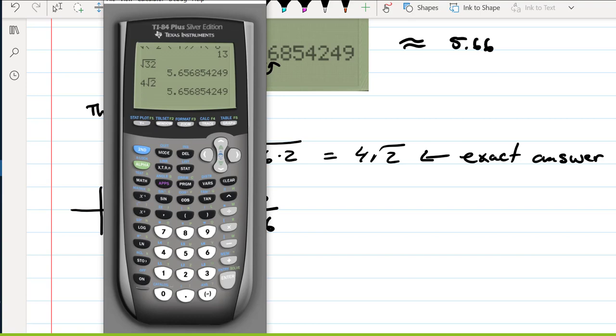So to get our calculator to help us out with this, what we would do is we press our y equals button, and we take the number that we're trying to simplify, which is 32, and then we divide it by x squared.